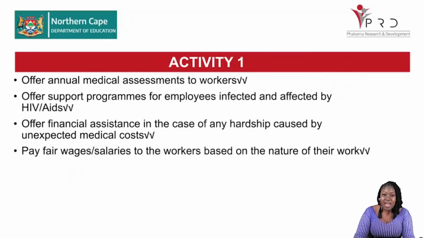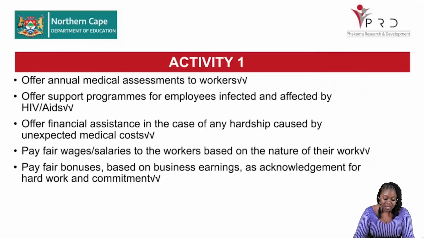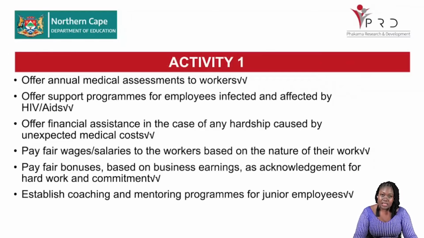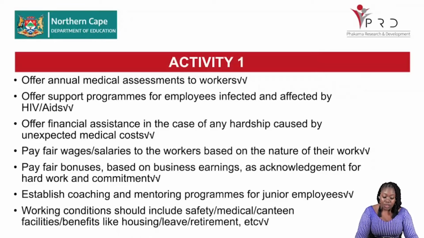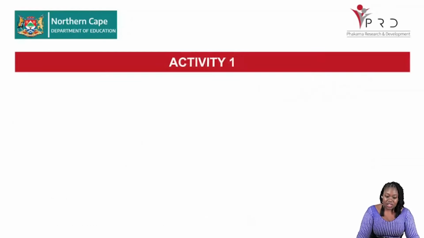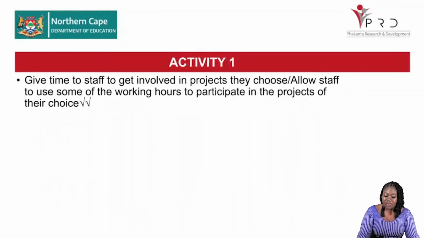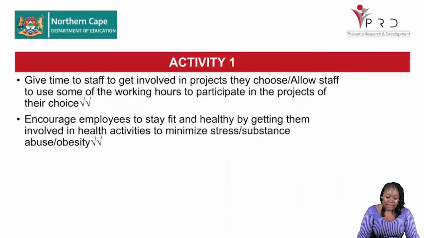Businesses can also make sure that they pay fair wages or salaries to the workers based on the nature of their work. Okay, and then they can also pay fair bonuses based on business earnings as an acknowledgement for hard work and commitment. Businesses can also make sure that they establish coaching and mentoring programs for junior employees. They can make sure that working conditions include safety, medical, canteen facilities, benefits like housing, leave, retirement, and etc. Okay, they can also give time to staff to get involved in projects they choose.